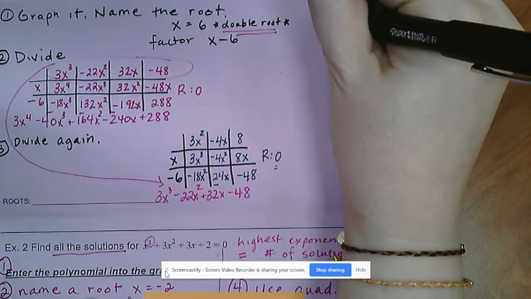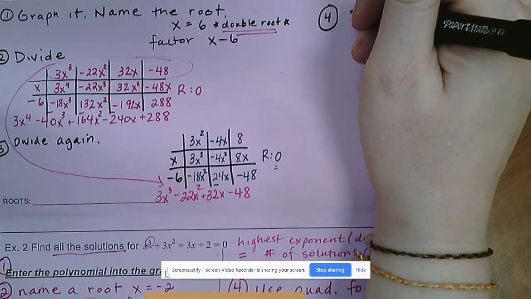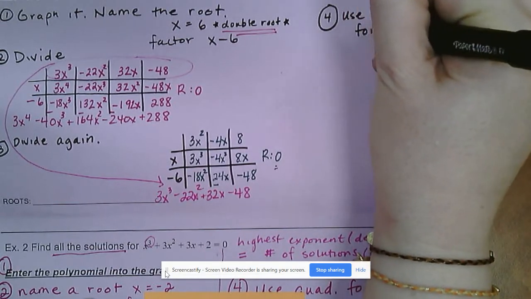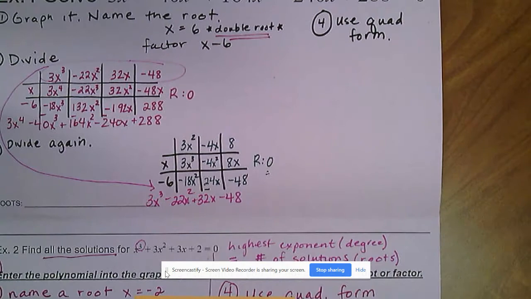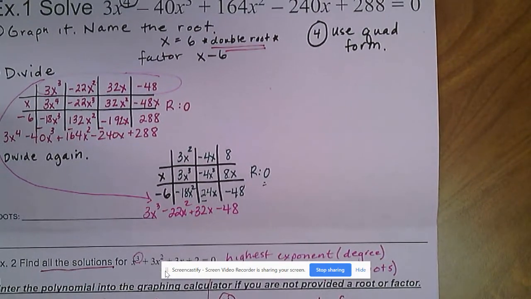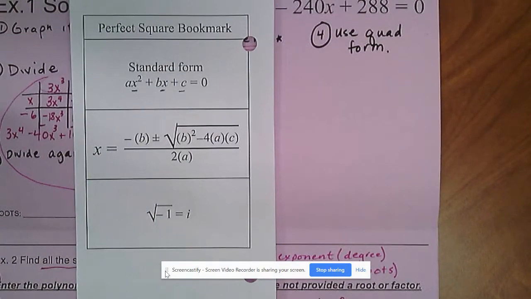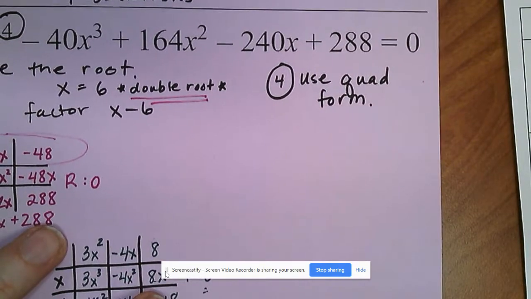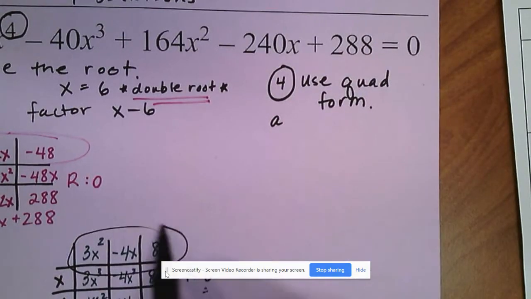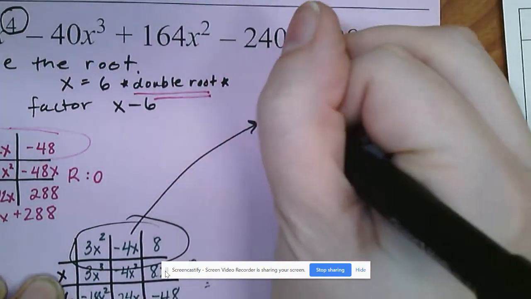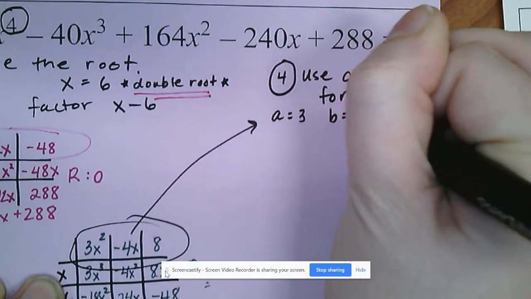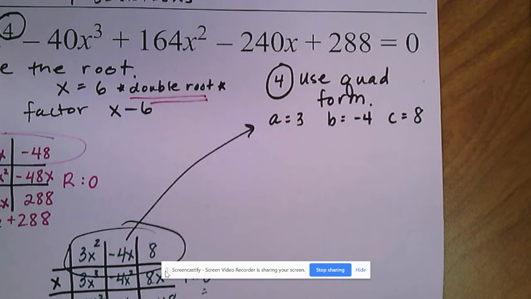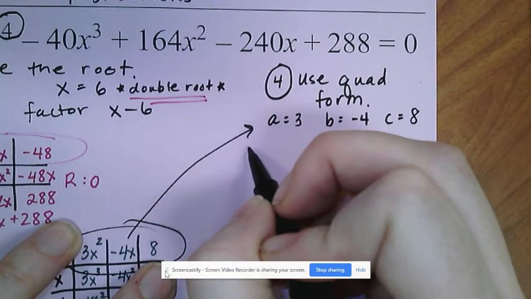All right, so I'm going to come up here so I have some space. So now we're going to use quadratic formula. Okay, and it is on the back of your bookmark. So you can get your bookmark out or use quadratic formula. All right. So my A, remember that's coming from my quotient down here. My A is 3. My B is negative 4. And my C is 8. All right, so I've got my A, my B, and my C, and I'm going to put that into the formula.